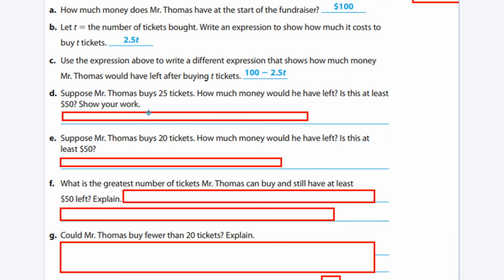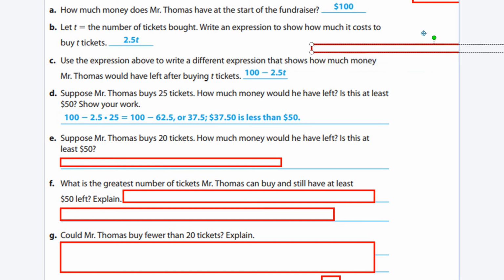Let's look at question D. How much money would he have left if he buys 25 tickets? So what do you think you would do with this 25? Correct. You would plug it in to the variable t. And then you would do 25 times 2.5 and then solve this. Okay, when you solve it, there it is.